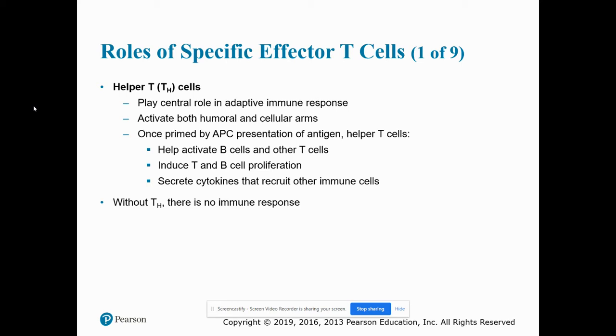Now, helper T cells, it's listed at the bottom, but I feel it's really important to say: without them, there is no immune response. They play this central role in the adaptive immune response. They activate both humoral and cellular immunity. And once they're primed by the presentation of the antigen by the antigen-presenting cells, the T cells will then activate B cells and other T cells, induce T cell and B cell proliferation, and secrete cytokines that are going to recruit other immune cells.